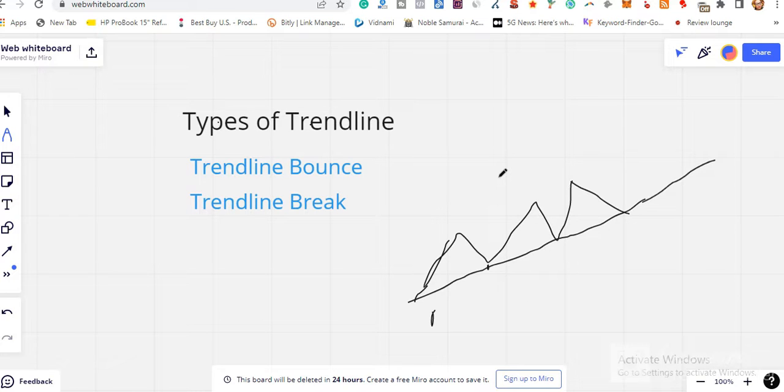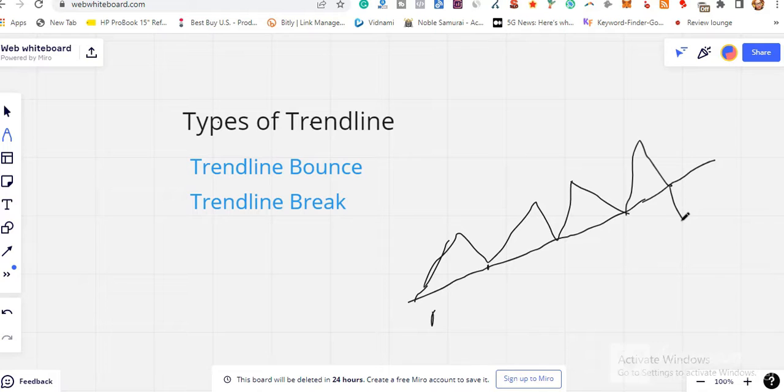Now let's talk about the trend line break. The trend line break is also very simple to understand. In this situation, the market is no longer bouncing just like the trend line bounce. Now it has to break below the trend line, and also it has to pass the previous swing low. That is trend line break.